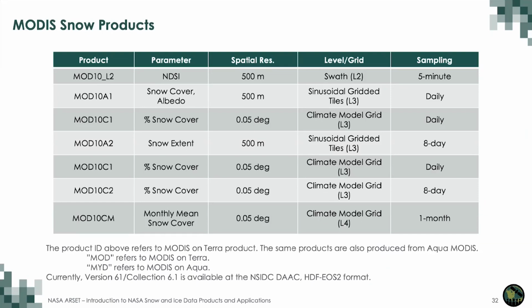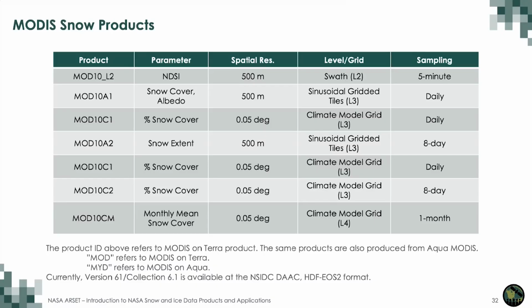And then there are gridded products. They have these sinusoidal gridded tiles at 500 meters, and then they are binned up. One thing with the MODIS and VIIRS is that for each grid cell, each footprint, the NDSI is a threshold. It's giving you either snow covered or not snow covered. It doesn't give you a fractional snow cover, but if you bin these up into bigger grids, like a 0.05 degree grid, like the MOD10C1, that gives you the percent snow cover.